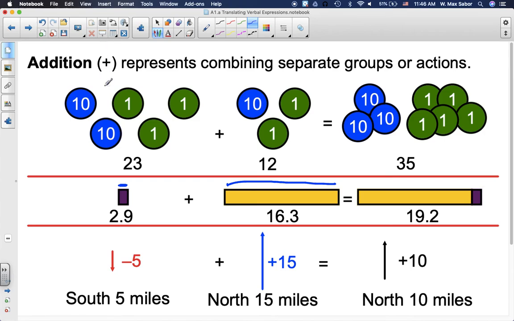It also counts when we're adding negative things. If they're going in opposite directions, say you're starting somewhere, you go south 5 miles, and then you go north 15 miles after that. Compared from where you started to where you ended, you were up 10 miles. So we combined those two movements and ended up with a total movement of positive 10. Negative 5 plus 15 is positive 10.